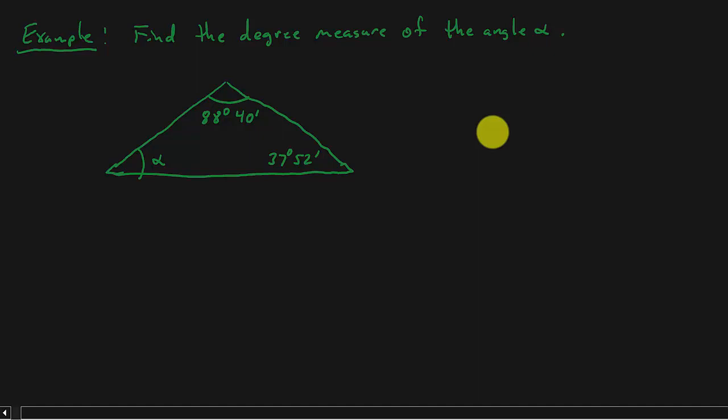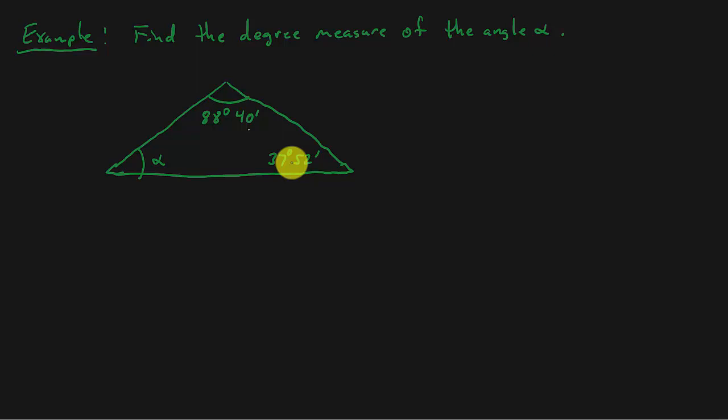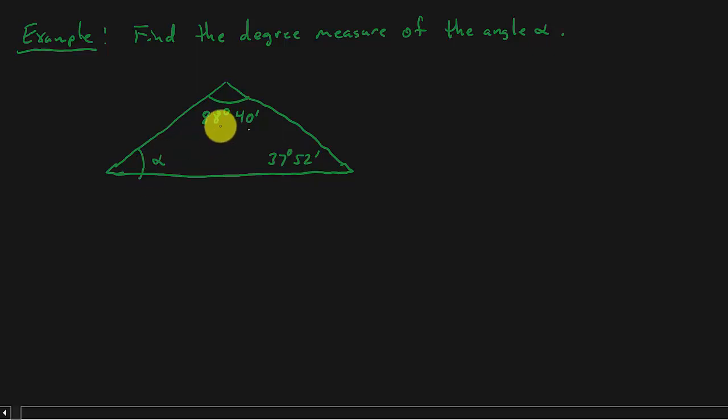So we've got 180, we got 88 degrees, 40 minutes for one angle, 37 degrees, 52 minutes for another angle, and we need alpha. Well, what do we know about a triangle? Well, all the angles of a triangle add up to 180 degrees. So I just have to do 180 minus this. See that? So I think the easiest thing to do is add these two together and then subtract that from 180.